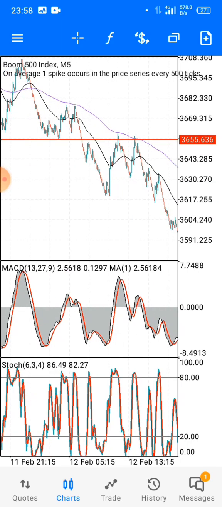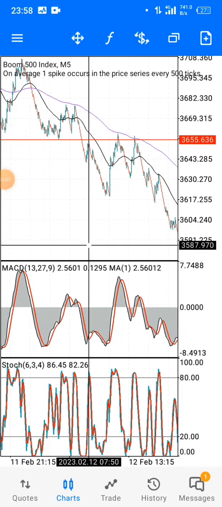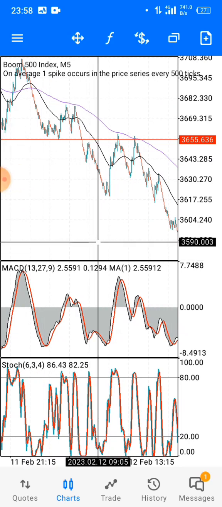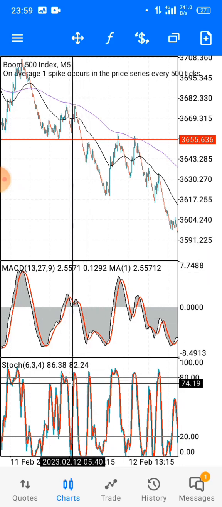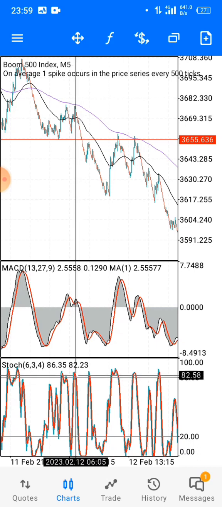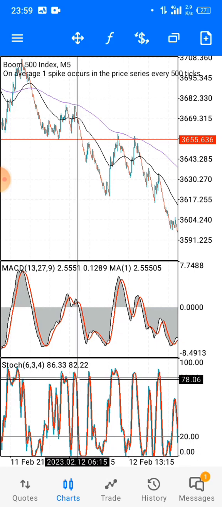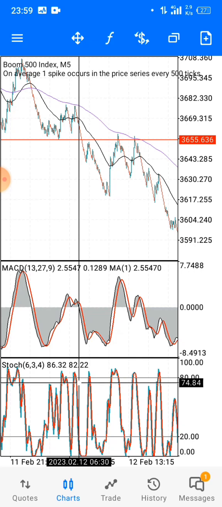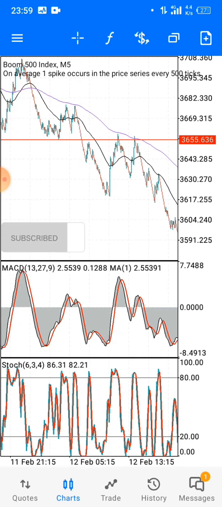So after that, we've got the crossing. After that, we're going to be looking for sell opportunities when the stochastic oscillator crosses down for a sell. Over here, that's when you're going to be entering for a sell.